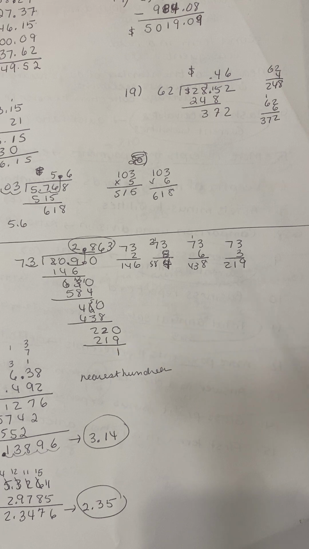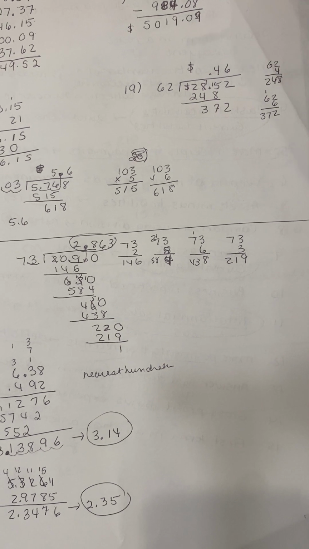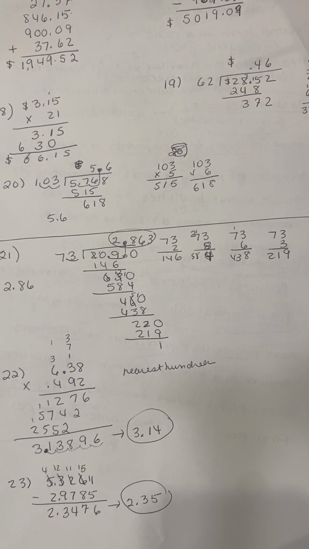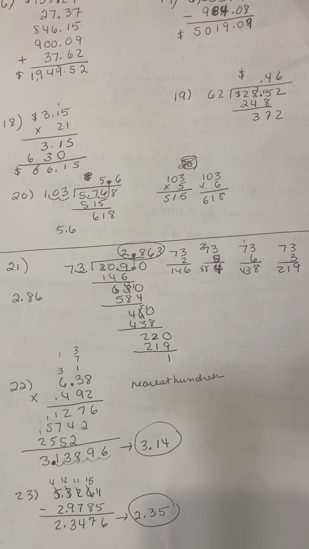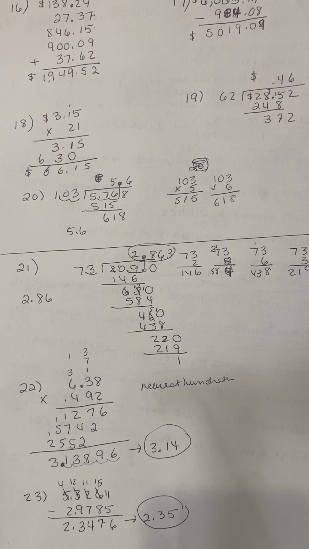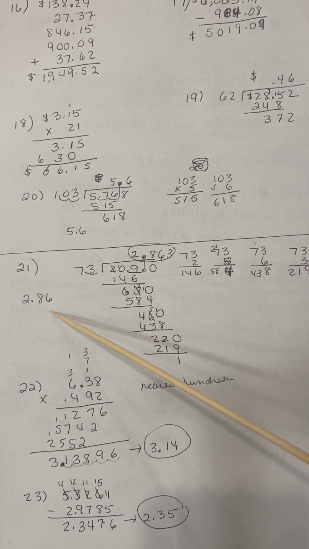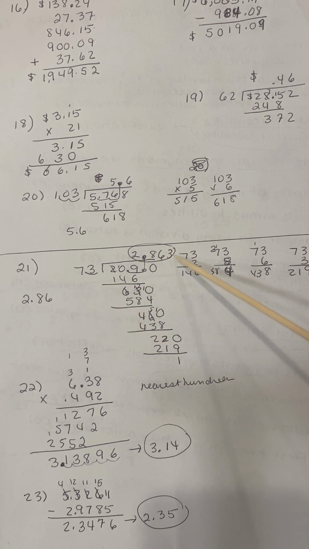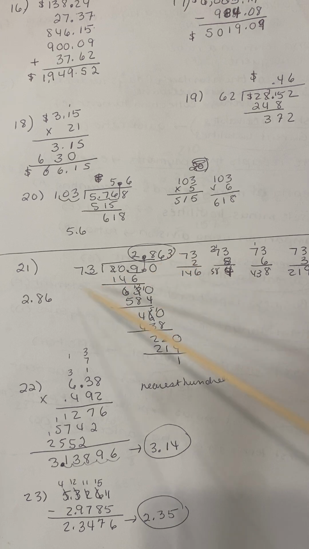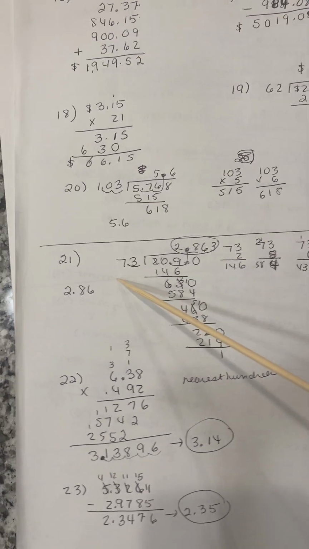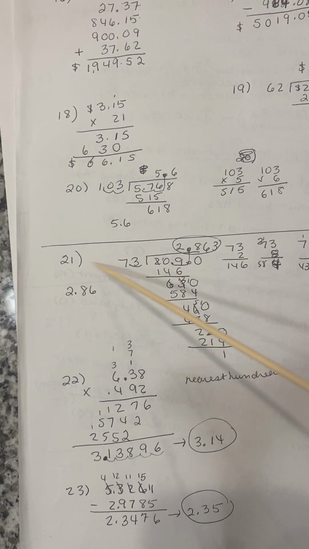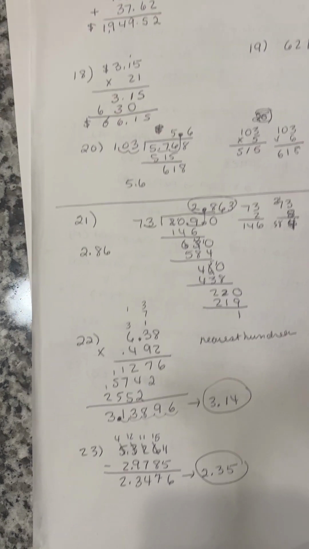And then 1. So this must be rounded to the nearest hundredth. So this answer here is 2.863. That's our answer, right? So we have to round it to the nearest hundredth. So we're going to drop that 3 because it's going to round down. So your answer is going to be 2.86. 2.86 is the answer right here. So let's go on to number 22.